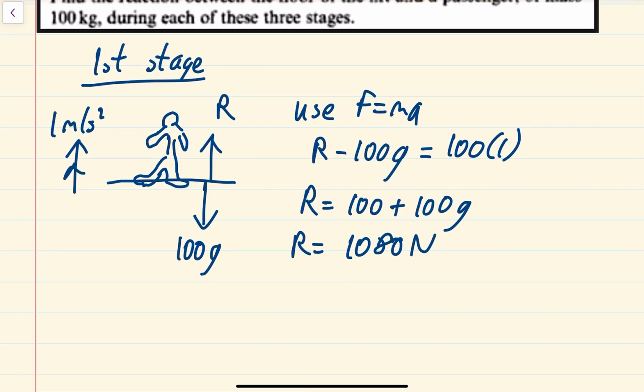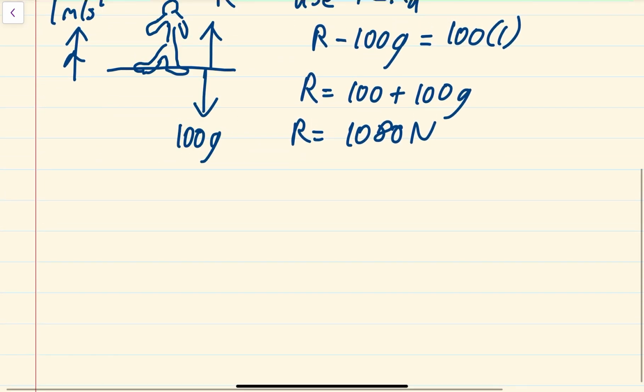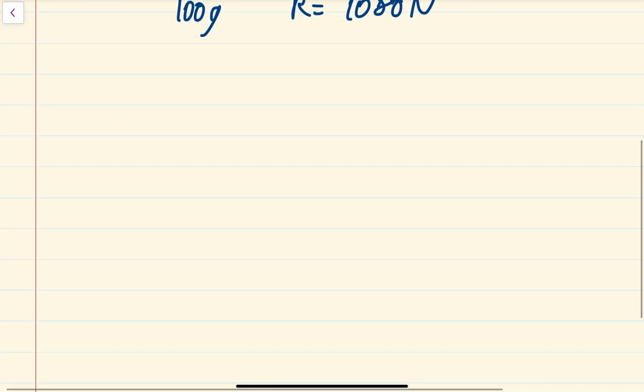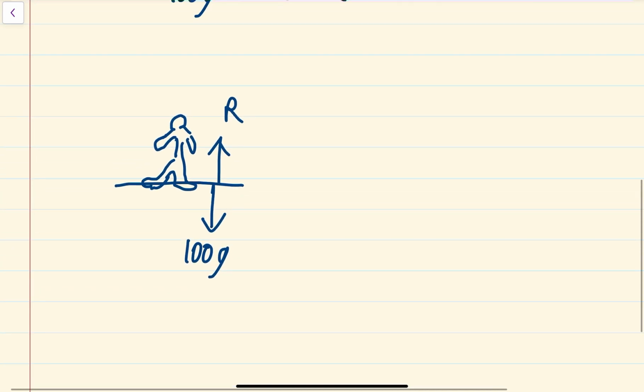Okay, my second stage, since this is such a good diagram, I'm going to copy this. And for my second stage, I would have the same diagram almost. In the second stage, he's going at a constant speed.